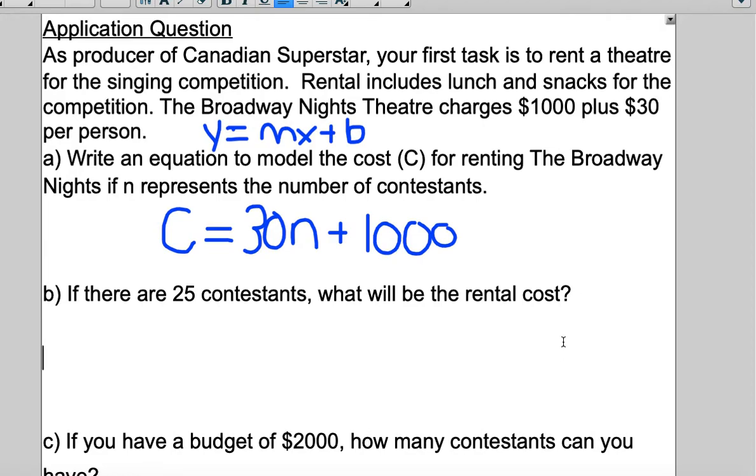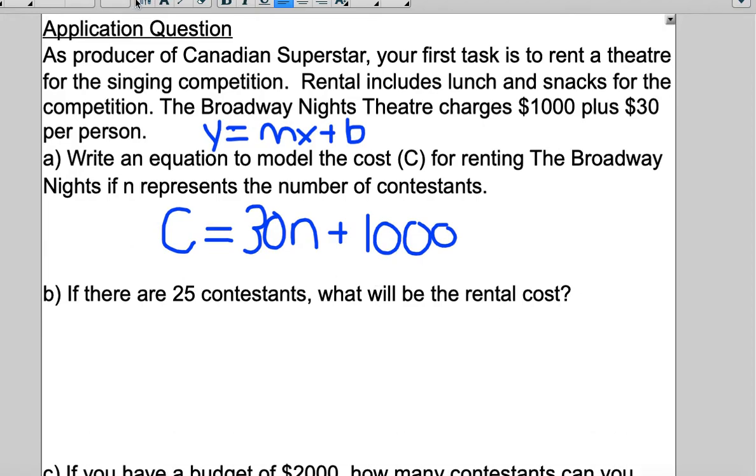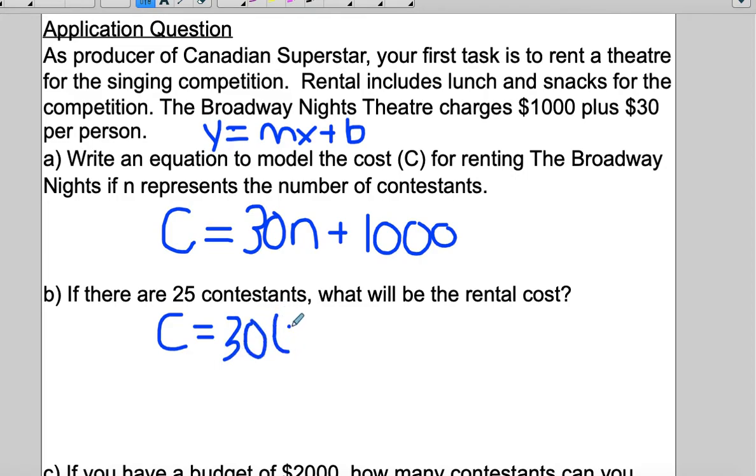I need a bit more room. So for 25 contestants, we're looking for the total cost. So 30 times 25 plus 1,000. So in the essence of time and keeping this video shortened and the fact that I can't write very well with this, I'm just going to solve this for you. You can check it on your own. The total cost would be $17,050.